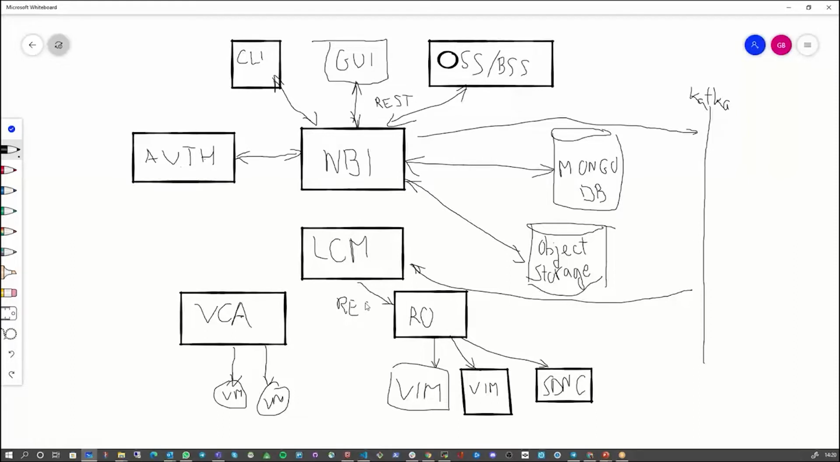Okay, so the Arrow is offering a REST API, and for interaction between LCM and VCA, we follow, let's say, interaction through the Juju library, okay? So we have a Juju client storing the LCM that interacts with the VCA, which is a Juju controller, okay? So we follow the Juju lib.